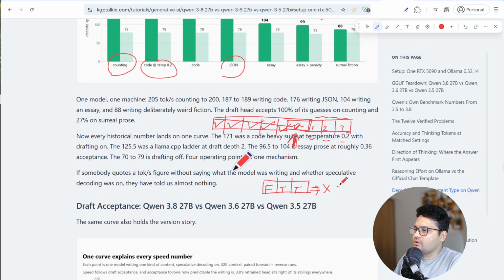But let's say you have something like this, where the first token is correct, the second token is correct, and the third token is wrong. In that case you can select the first two tokens, and the model is going to discard the last token.